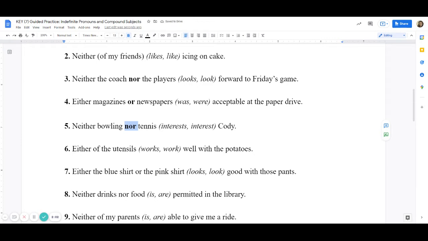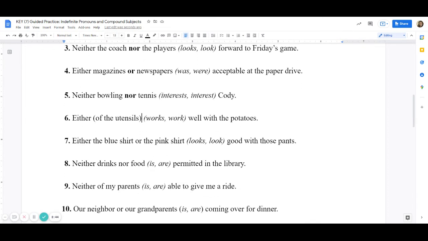Number 6, I have either, there's no or, which means I have a prepositional phrase in here most likely. What is our prepositional phrase? Of the utensils. So we're putting parentheses around of the utensils. Why do we put parentheses around our prepositional phrases? That's because a lot of times we as students or people tend to think that utensils is our subject when in fact it is not. It's the object of the preposition. Prepositional phrases can be taken out of a sentence and the sentence still makes sense. Either works or work well with the potatoes. So we put those parentheses around it to remind ourselves nothing in here can be our subject, and we could actually take this whole little group of words and remove it from our sentence.